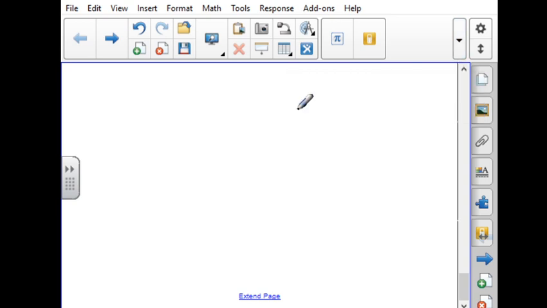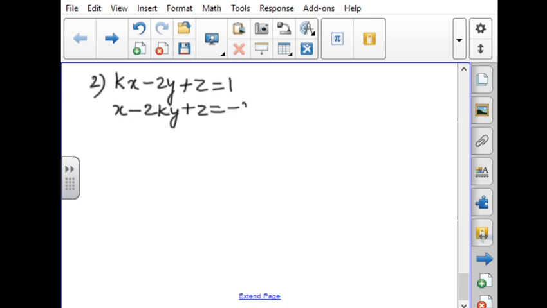In problem number 2, find the value of k for which the equations kx minus 2y plus z equal to 1, next x minus 2ky plus z equal to minus 2, next x minus 2y plus kz equal to 1, have no solution, unique solution, and infinitely many solutions. So for what value of k does the system of equations have no solution, unique solution and infinitely many solutions?